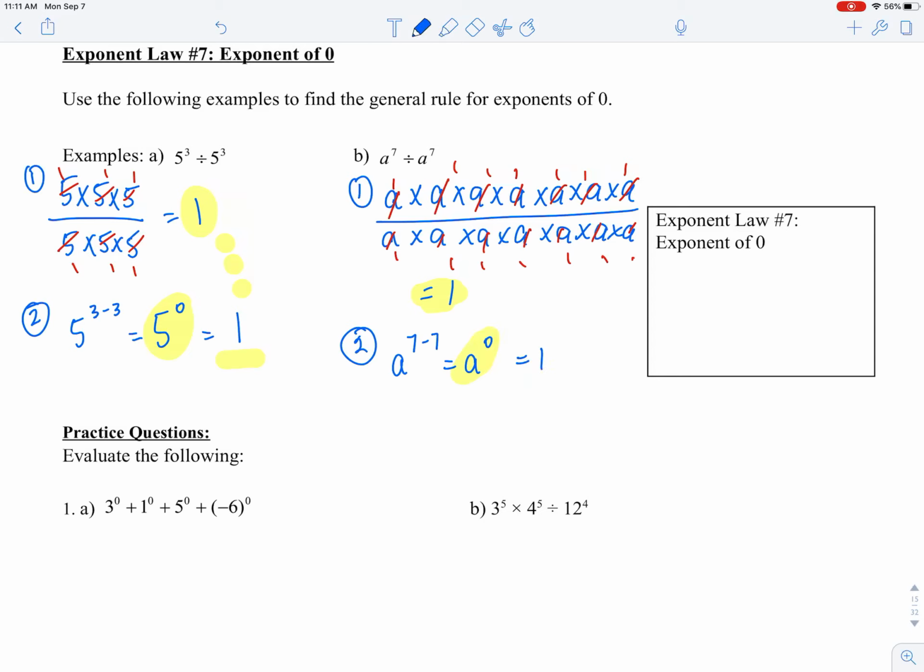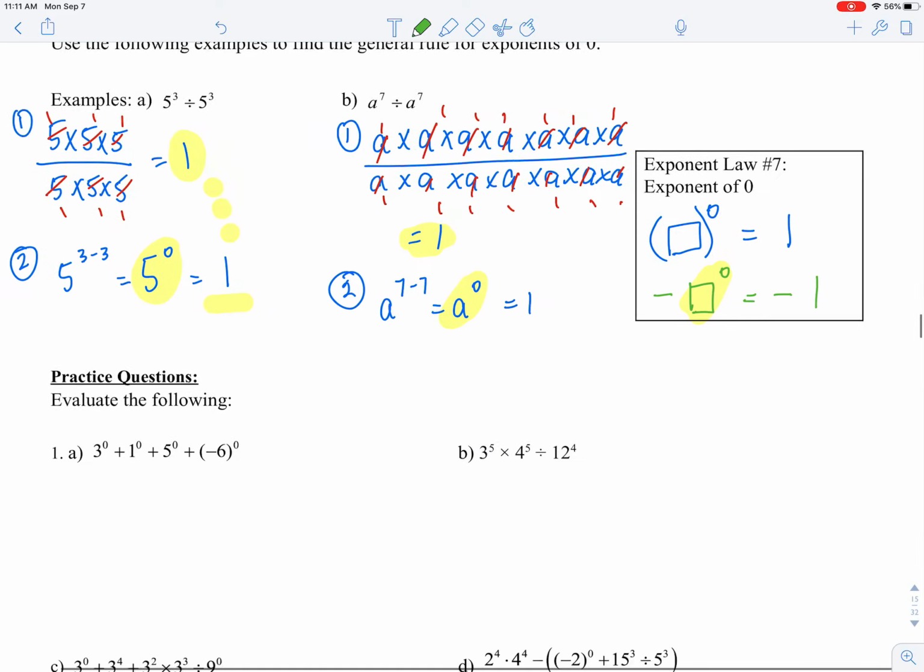In exponent law 7, any number at all to the exponent 0 equals 1. We're just going to have to be careful because it's only what's inside the brackets. So if you had the negative of a number to the 0, only this part equals 1. So our negative would stay out front, and it would equal negative 1. So just keep that in mind.